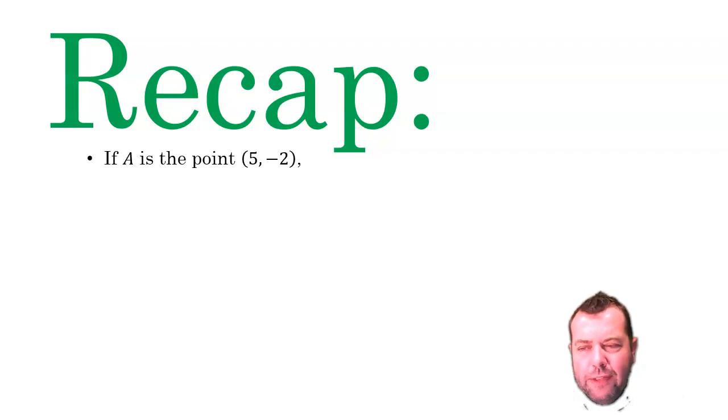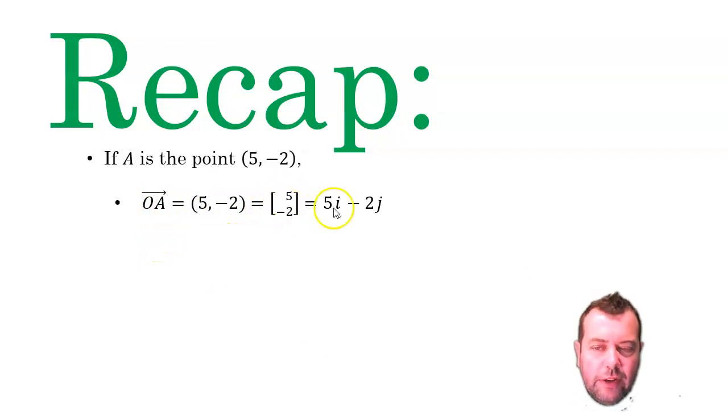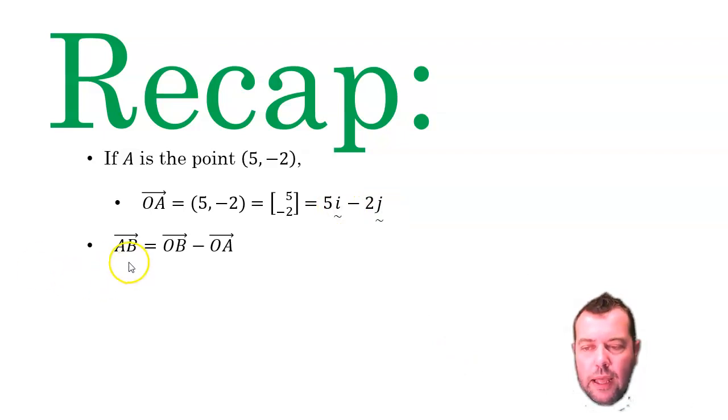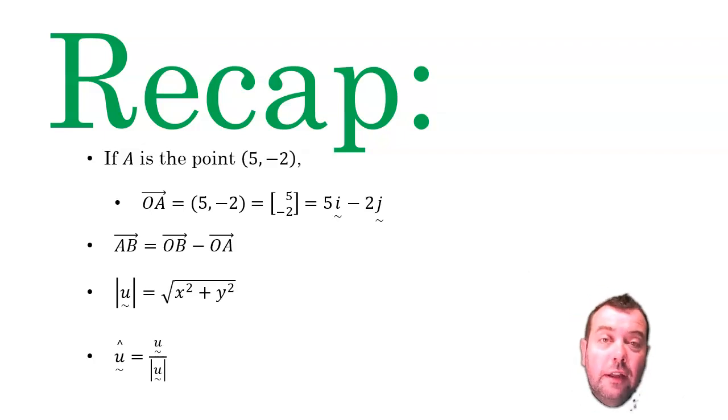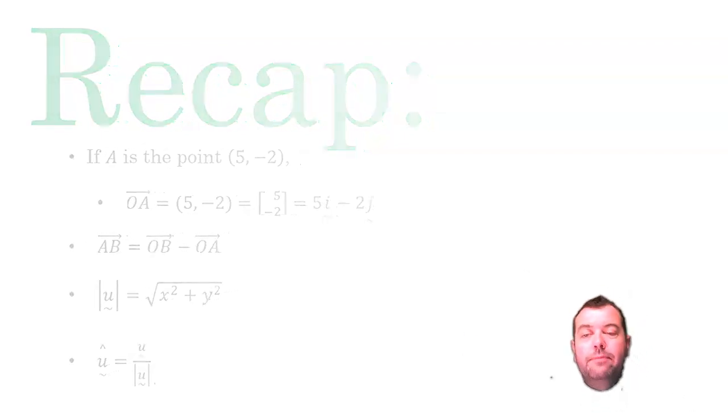Anyway, that's it for now. That's it for components and column vectors. There's a lot more than that in there, though. What was in there? Well, here we go. If A has the point 5, negative 2, then OA is 5, negative 2, or we could write it like this as a column vector, or in component form like this. Also, the vector AB is OB minus OA. The magnitude of u, and that's what that notation refers to, is the square root of x squared plus y squared. The unit vector, u hat, can be found by dividing our vector by its magnitude. Okay, that's it.